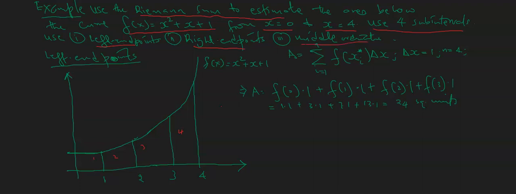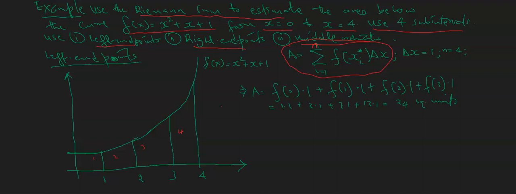And remember that the Riemann sum says that area is approximately the summation of all f of x star i times delta x, where i is from 1 to n. In other words, it is the summation of the areas of all the subintervals.